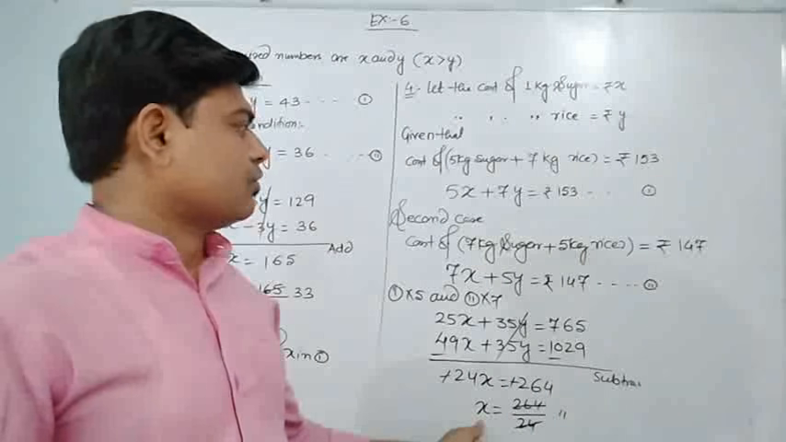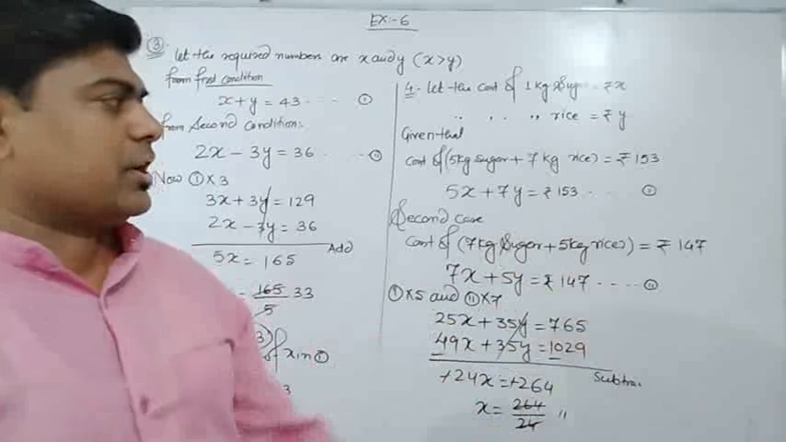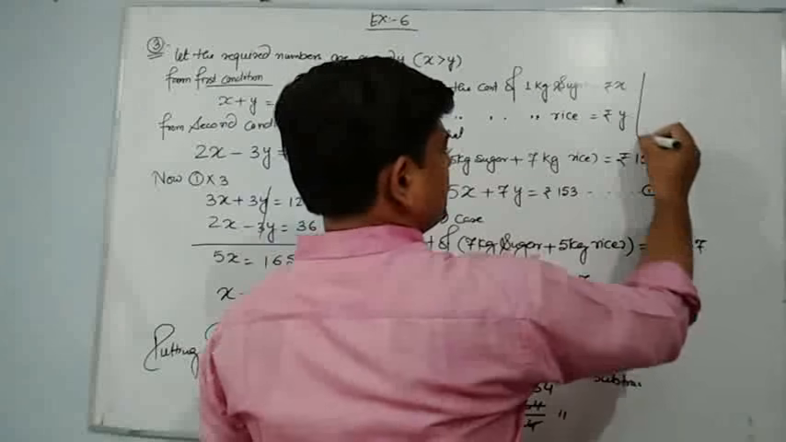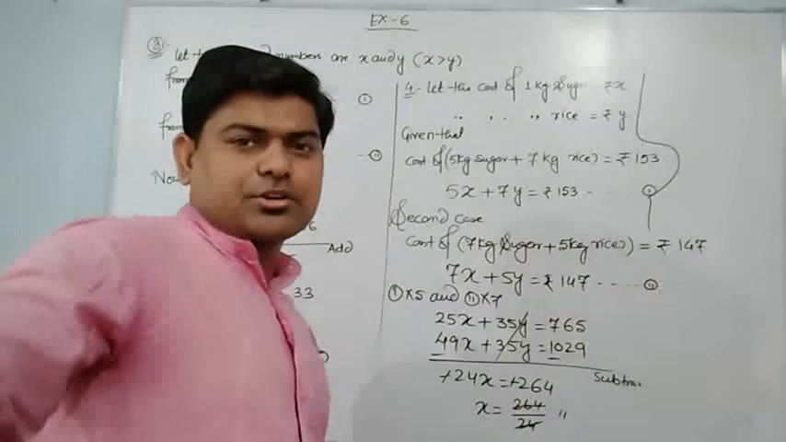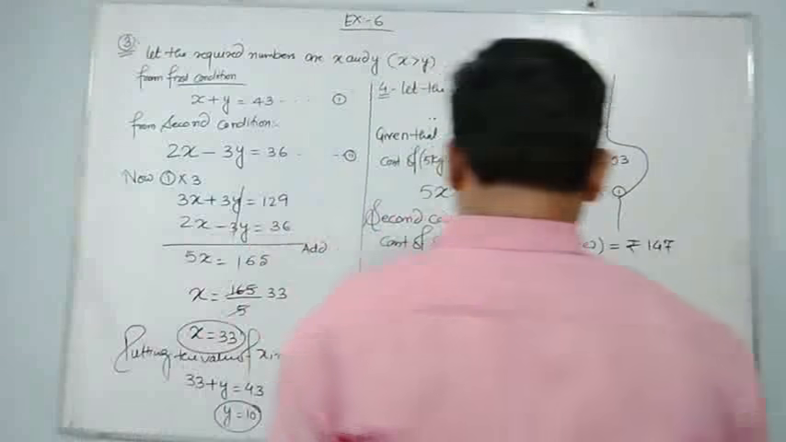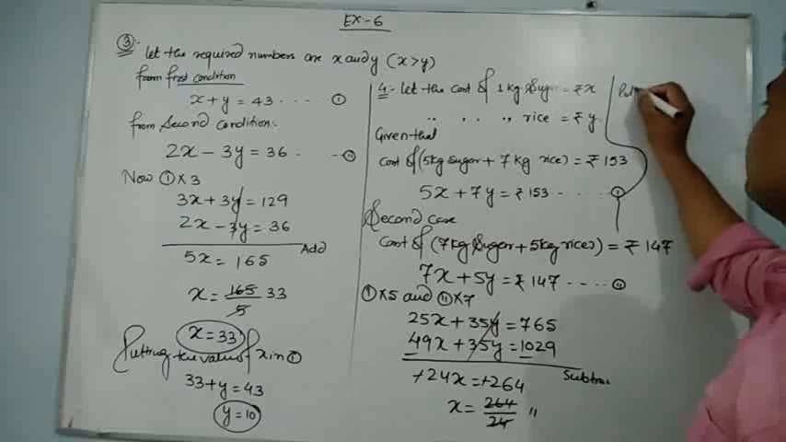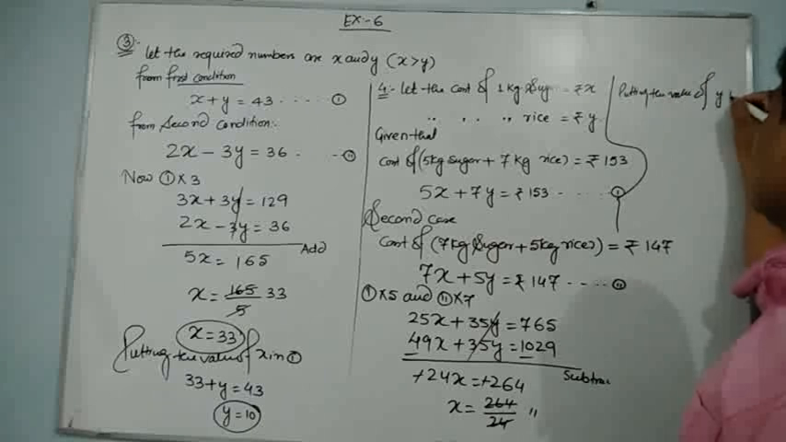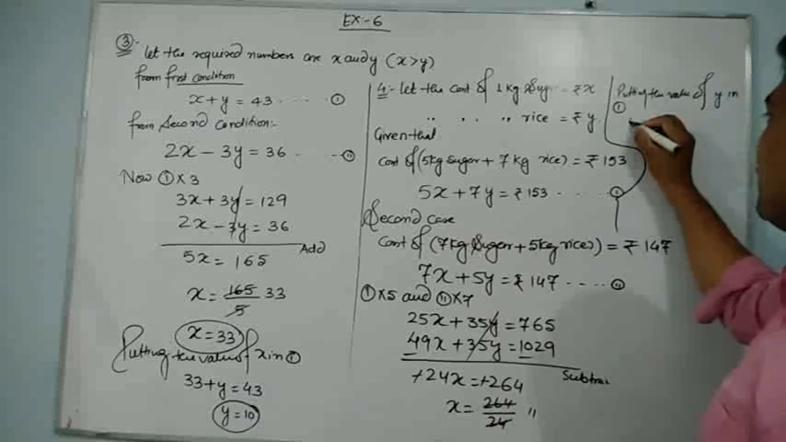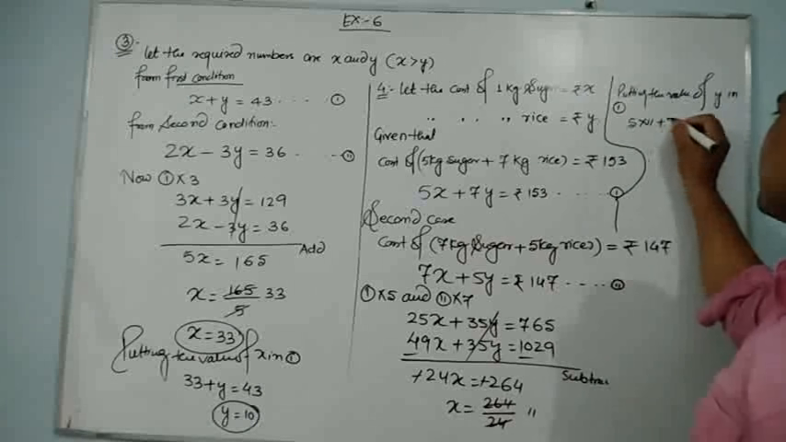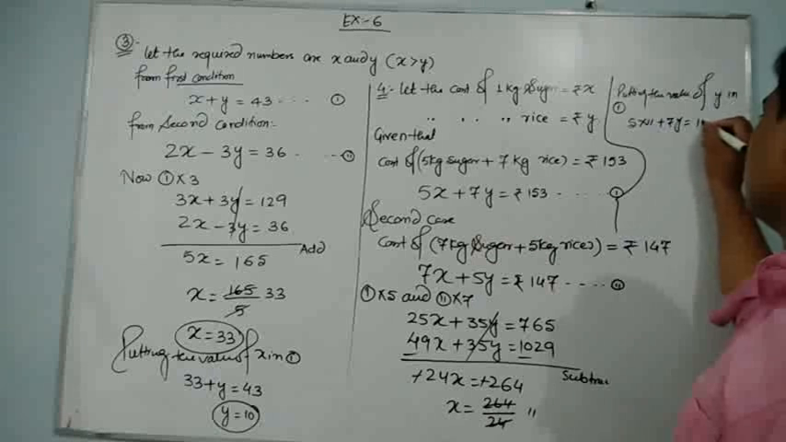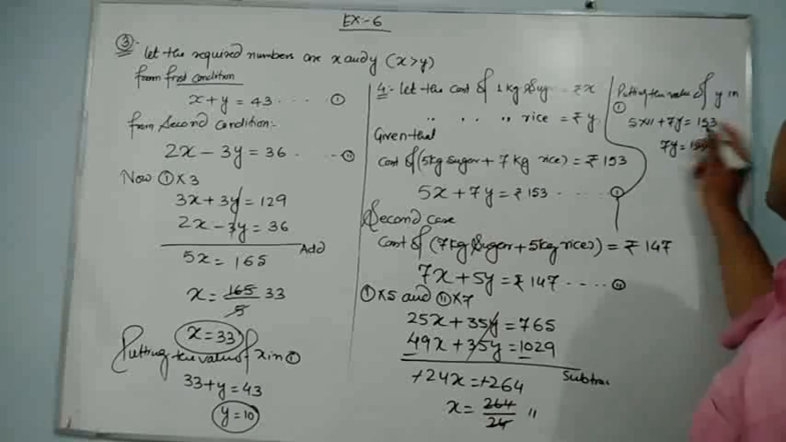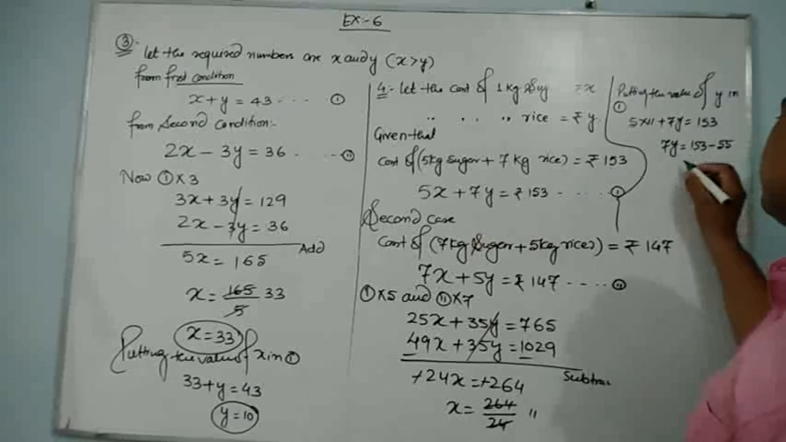And now we will substitute the value of x in equation 1, then we will get the value of y. I am writing this here only since I have some space, but even then I am trying to manage. Putting the value of x in 1, so 5 into 11 plus 7y is equal to 153. So 7y is equal to 153 minus 55. Subtract it.